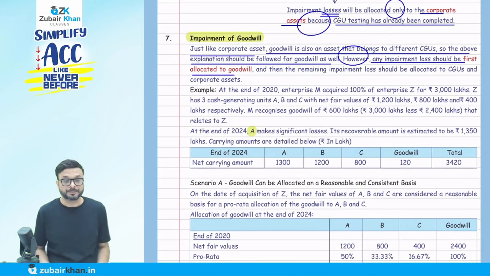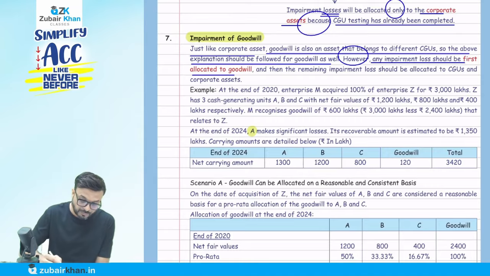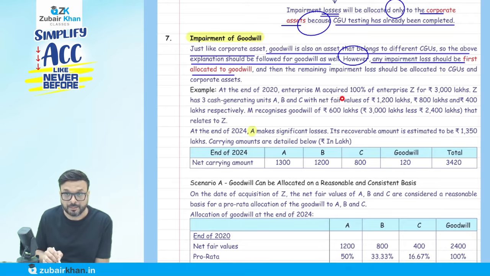So the treatment of goodwill is the same as the corporate asset. The only difference is that if any impairment loss comes, it should first be adjusted against the goodwill, and then we go for the remaining assets. Okay, so let's take an example so it will be easy for you. At the end of 2020, Enterprise M acquired 100% of Enterprise Z for 3,000 lakhs.